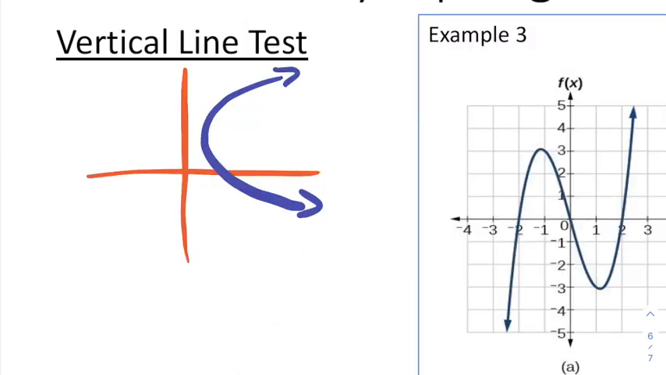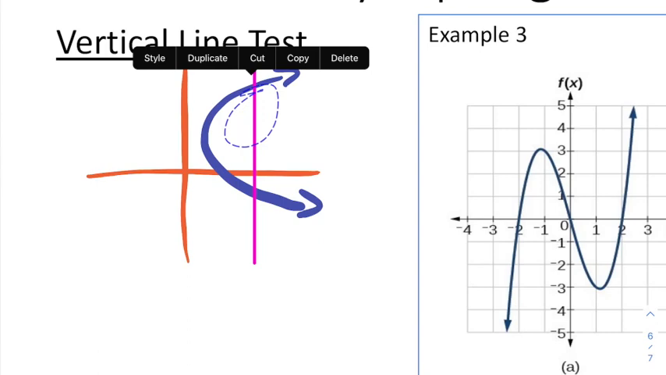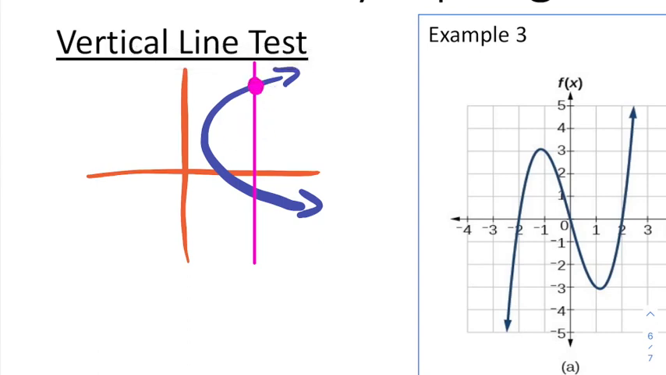Now let's look at a different curve. For this curve right here, if I take a vertical line and I run it through this function and it hits the graph in more than one spot, like in this case here and here, that means that this is not a function because this input, whatever input's right here, has 2 outputs, one here and one here. And we know that any given input can only have a maximum of 1 output.